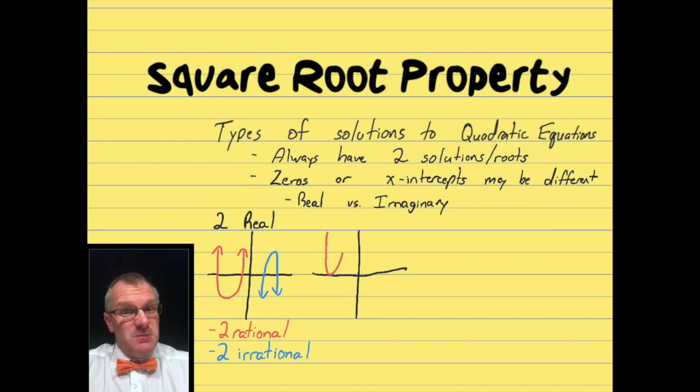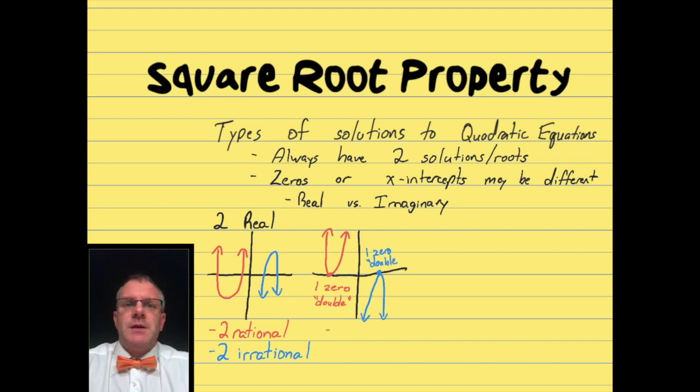The next, kind of a special case one, it does have two solutions, but it only has one real zero. Those are going to be our perfect square trinomials. Those are the ones that either sit on or hang from the x-axis. So it'll have one zero, but the solutions, they'll be identical, kind of like doubles. So we say one zero, but double solutions. And once again, those will be rational or irrational, depending on how we solve the equation.